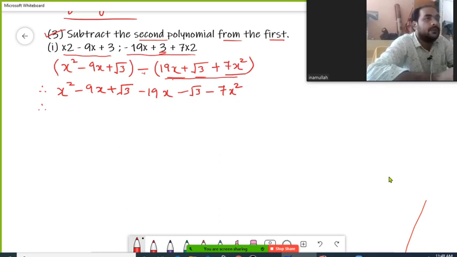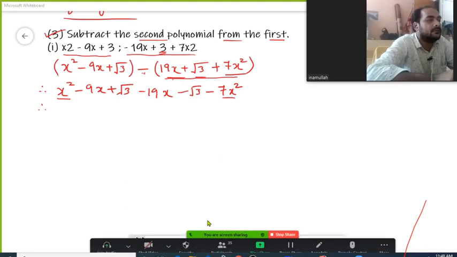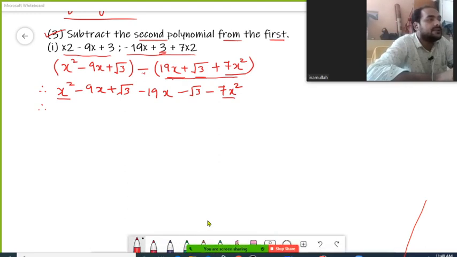Now, next, find the like terms. So this x square and 7x square are like terms. So plus, minus, minus: I'll take the sign of the greater number. 7 is greater, and it is negative. So I'll take minus. So when you subtract 1x square from 7x square, you will get 6x square.